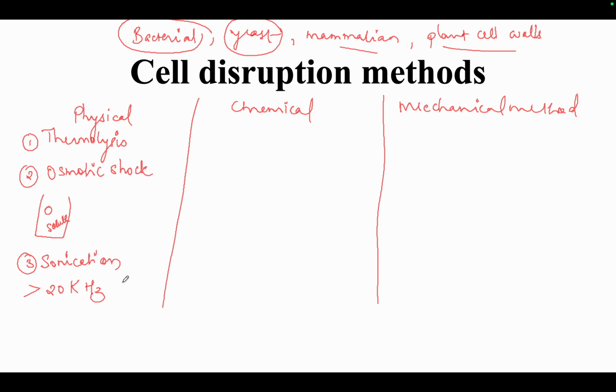So these are all the physical methods. These three are the physical methods which are used. Sonication is used for bacteria, yeast, mammalian, and plant cells, so it works with all.